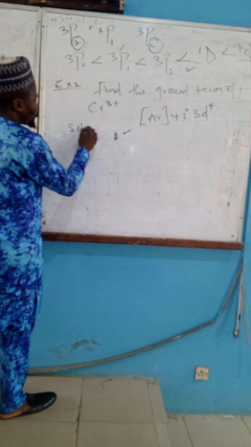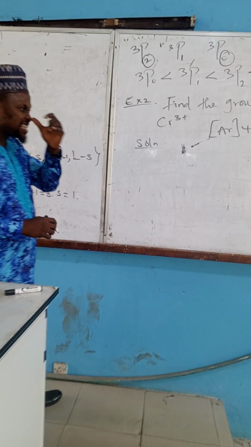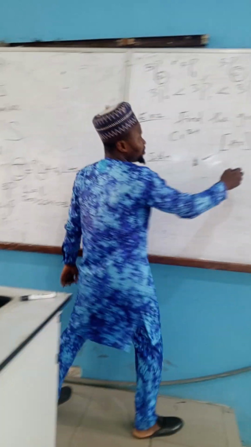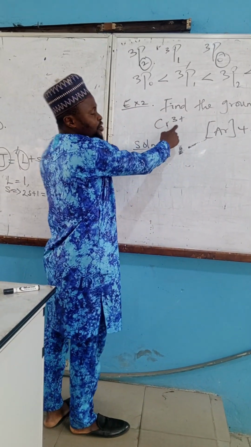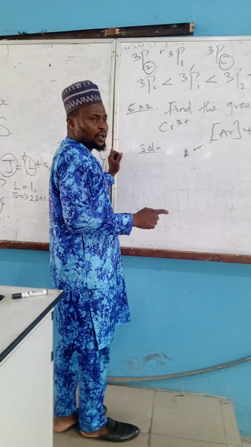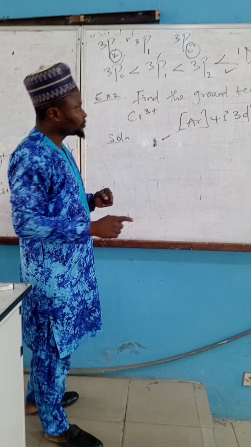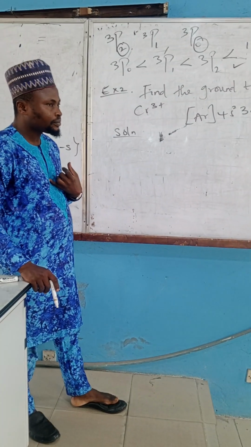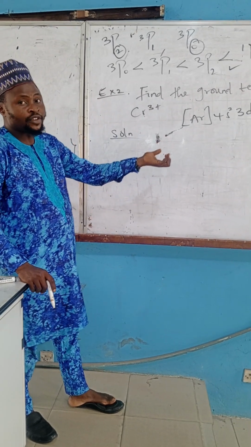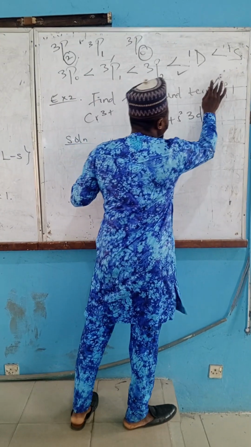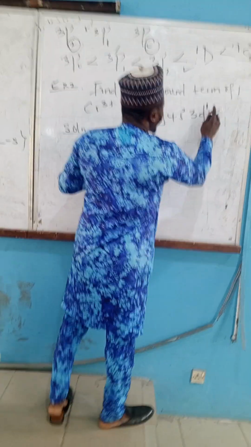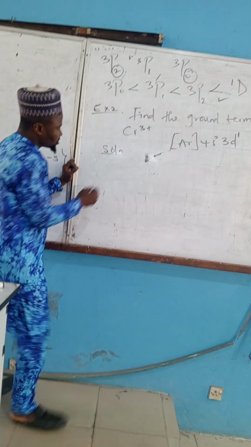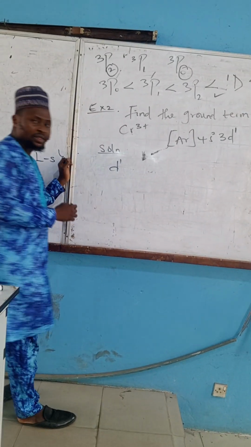The easiest way, there are 4 steps. Number 1, sketch the diagram. We've written the configuration. But since it is 3+, what does that mean? That simply means that it has lost 3 electrons. So it's a d1. It's a d1, so we have a d1 in place.